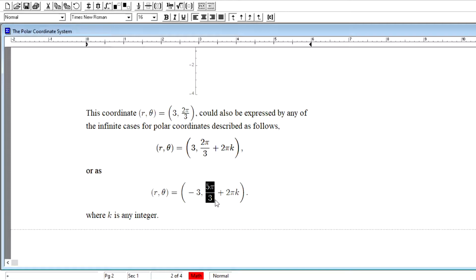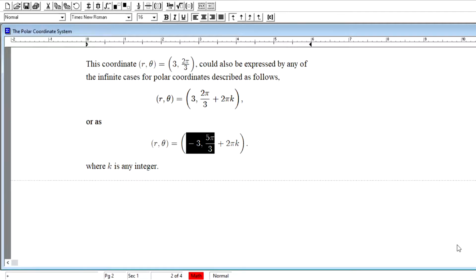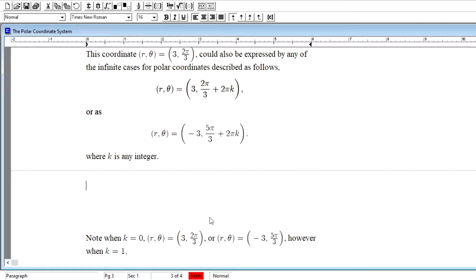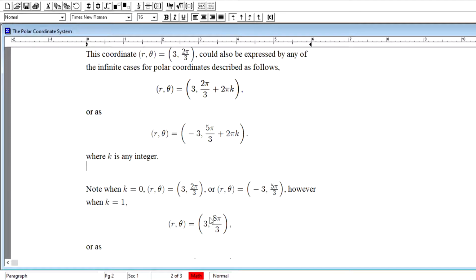All right? And you can be any cycle around the origin from that measurement, which would be 2 pi times k, k again being any integer. And if k was 0, you would see the 3 comma 2 pi over 3 description, or maybe negative 3 comma 5 pi over 3 description. But if you were to make k, for instance, the value of 1, you would just add 2 pi to each of those angle measurements. And we take note of that down below here.